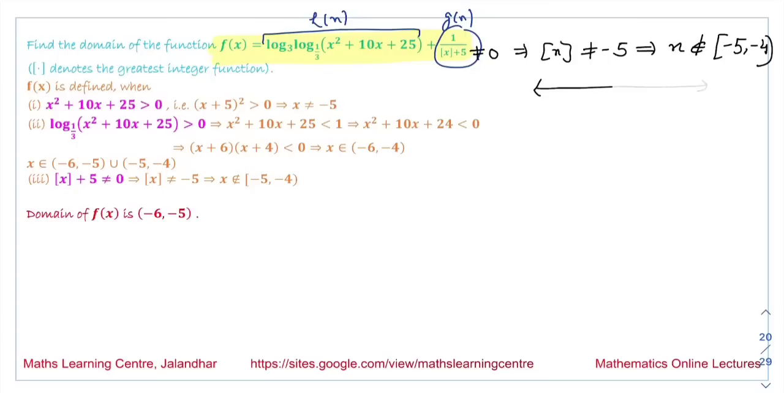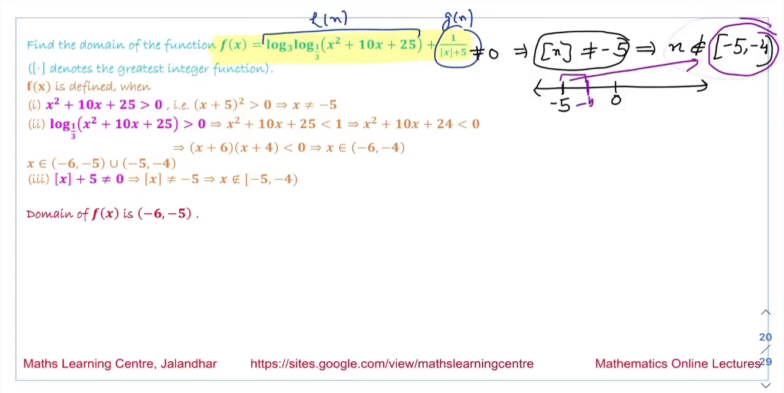Why? If we draw the number line over here, this is 0. This number is minus 5. We are saying that the greatest integer should not be equal to minus 5. And the value of minus 5 will be there for all the numbers between minus 5 and minus 4. So if x does not belong to this interval, then greatest integer of x is not equal to minus 5. So this is the domain of the function g(x) we are talking about.